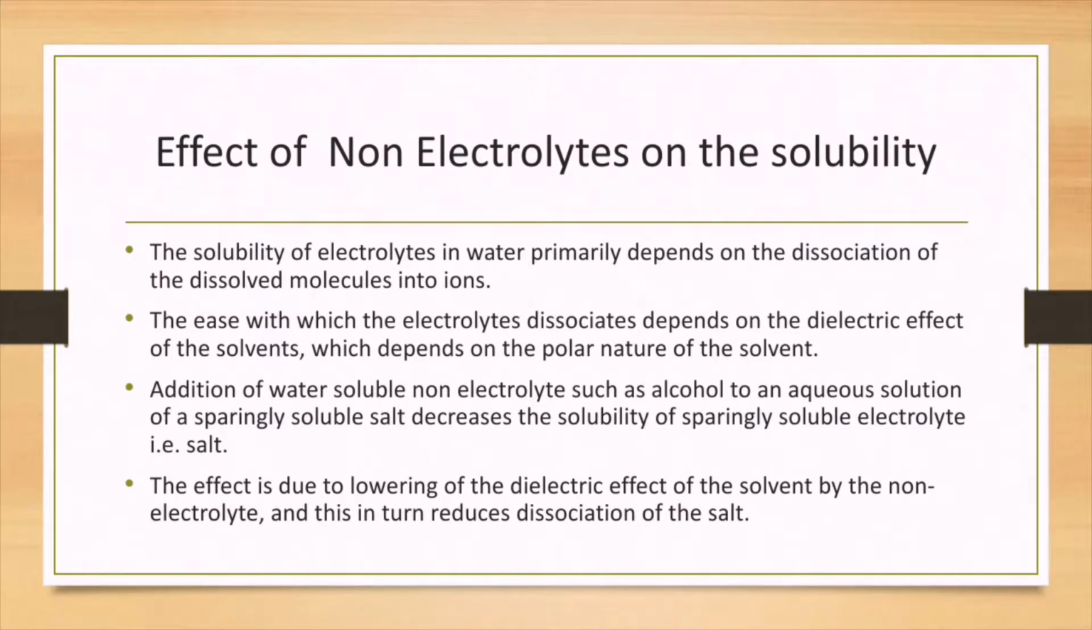Now, the effect of non-electrolytes on solubility. What are non-electrolytes? They are compounds which are unable to dissociate into their cations and anions. The solubility of an electrolyte in water primarily depends on the dissociation of dissolved molecules into ions. If the compound dissociates easily, then it is easily soluble in a polar solvent like water. The ease with which the electrolyte dissociates depends on the dielectric effect of the solvent, which depends on the polar nature of the solvent. So the solubility of a particular drug or electrolyte mainly depends upon the dielectric effect, and it also depends upon the polar nature of the solute.